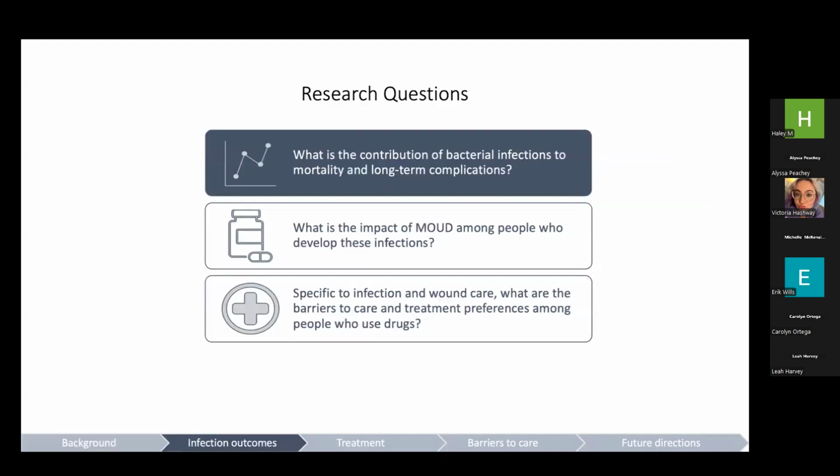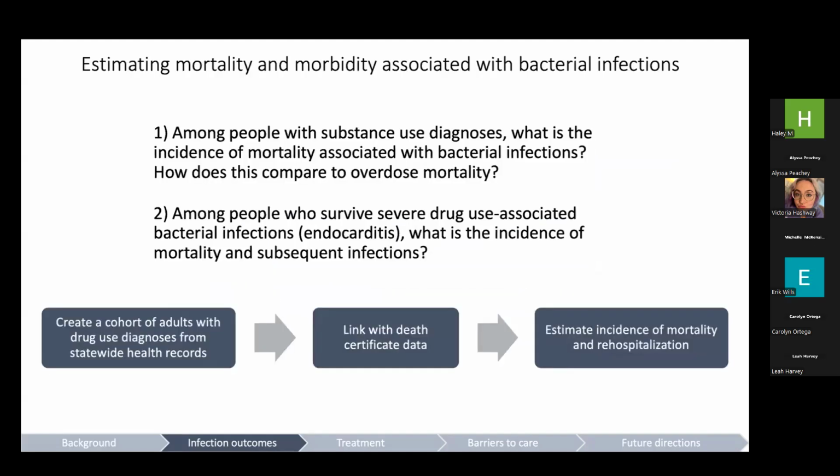So I'll just start briefly going over the first question that we sought to look into, which is looking at the contribution of bacterial infections to mortality and long-term complications. And so the way that we tried to explore this topic was looking at two different cohorts of people with two sorts of questions. So overall, developing a cohort of people who had a documented healthcare visit where they also had a diagnosis for a drug use disorder, specifically using what was in the healthcare claims.